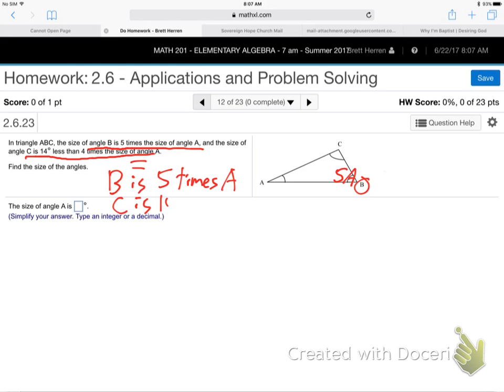C is 14 less than 4 times A. So can you put something here for C? 14 less than 4 times A. So C equals 14 minus 4A?